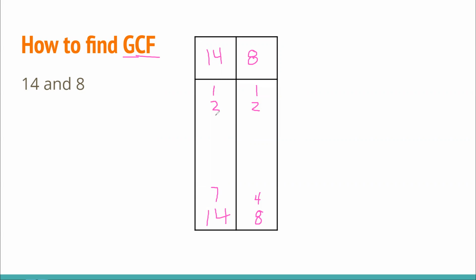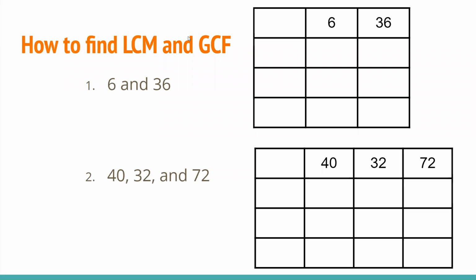I look at 2. 8 does have a 2, and that was the first number that we ran into that was the same. So that is going to be our greatest common factor. So the greatest common factor of 14 and 8 is going to be a 2. So those are the 2 ways that you probably were taught before for LCM and GCF.